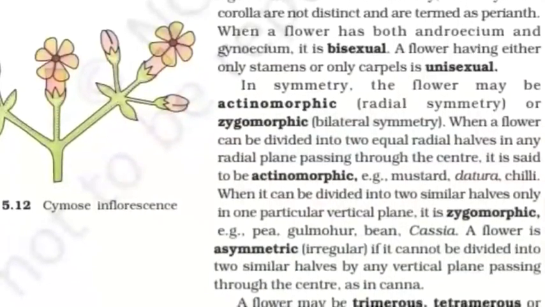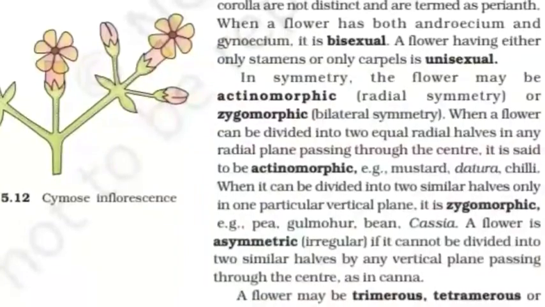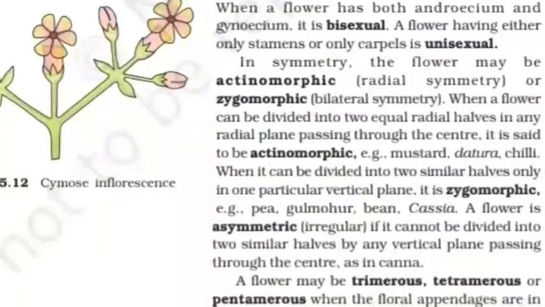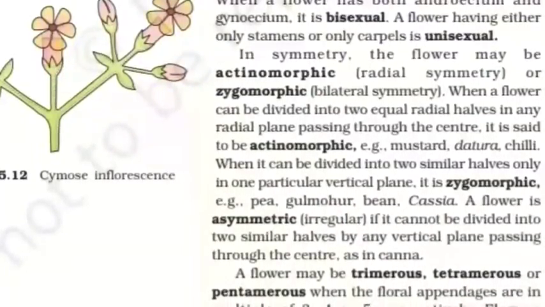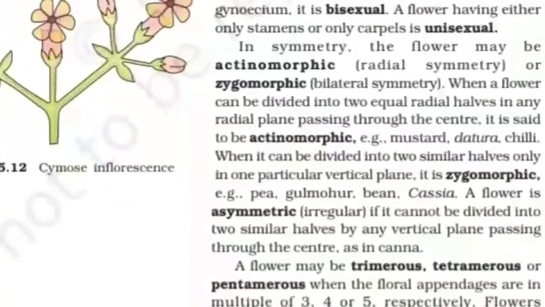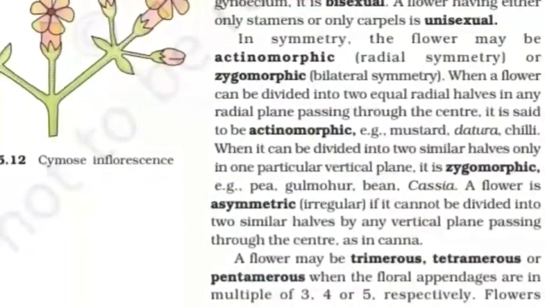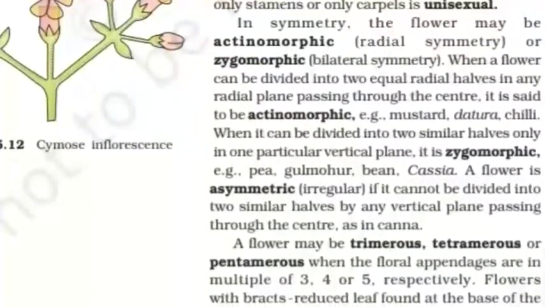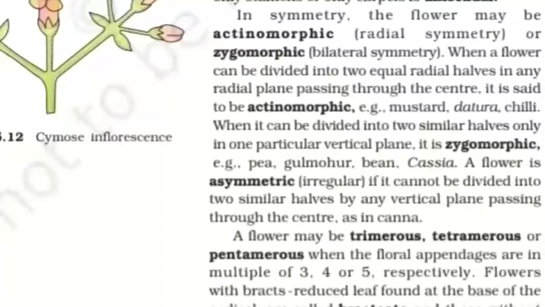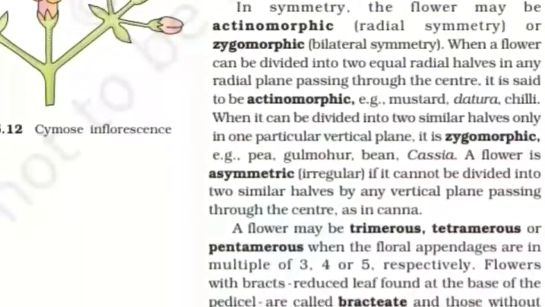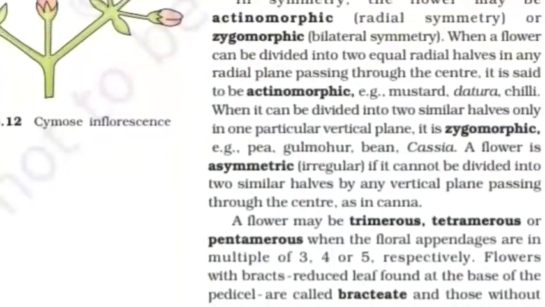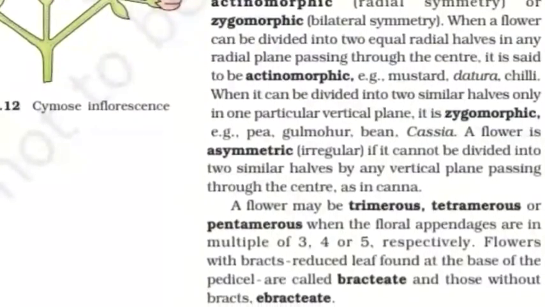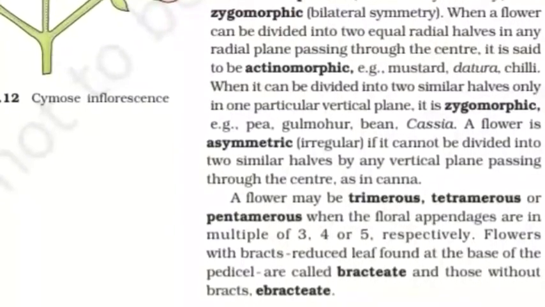When it can be divided into two similar halves only in one particular vertical plane, it is zygomorphic. Example: pea, gulmohar, bean, cassia. A flower is asymmetric (irregular) if it cannot be divided into two similar halves by any vertical plane passing through the center, as in canna.